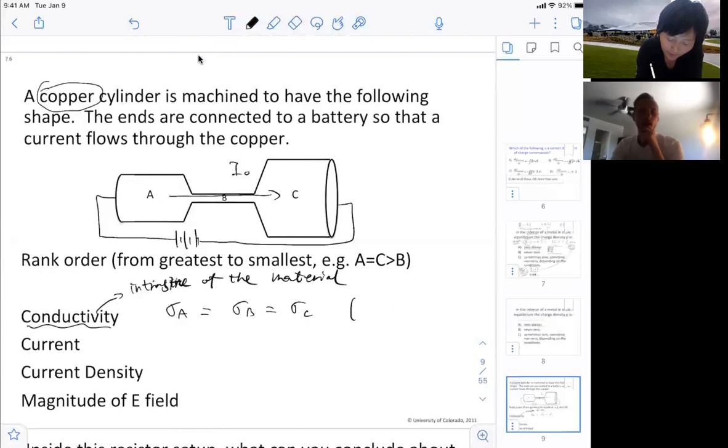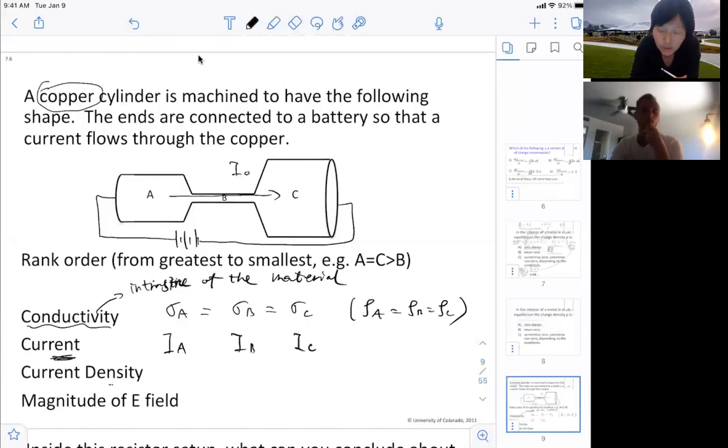This is as if I asked you about resistivity, you would give me the same answer because they're made of the same material. Okay, very good. The current, I think you answered the current density here. Let's do the current first. What about the current flowing through A and current flowing through B and current flowing through C? How do they compare?